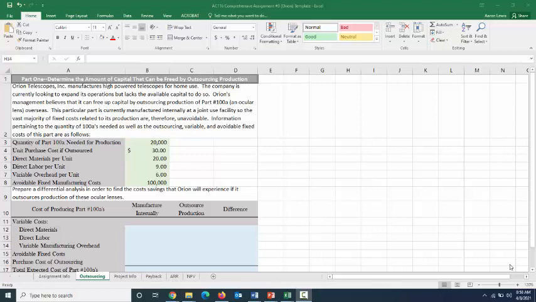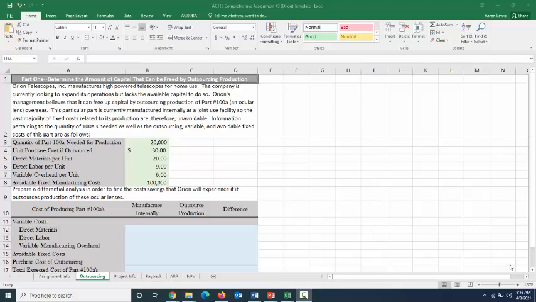home use. They are currently looking to expand their operations, but they lack the available capital to do so. Well, their management believes that it can free up capital by outsourcing production of Part 100A, an ocular lens, to another firm which operates overseas. Currently, this part is being manufactured internally at a joint use facility.